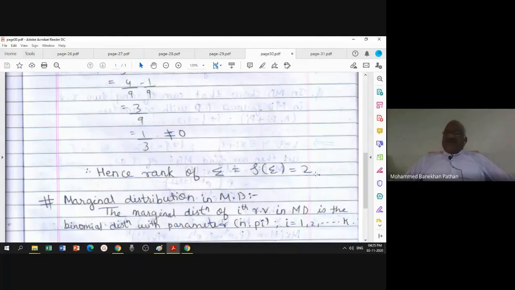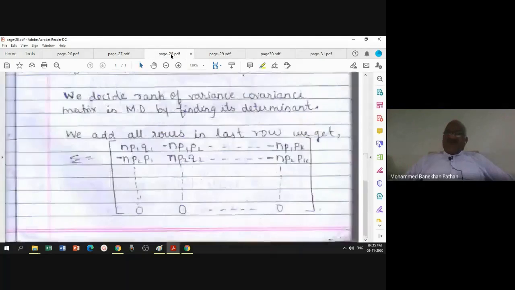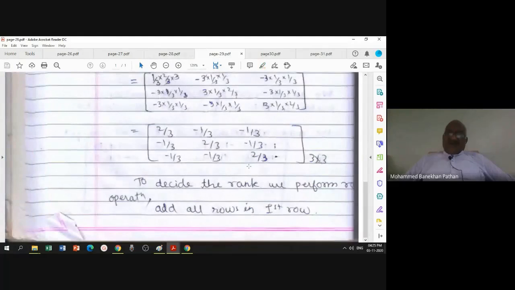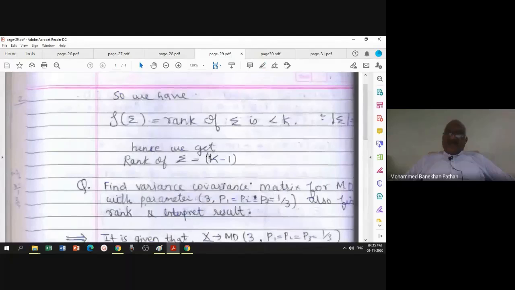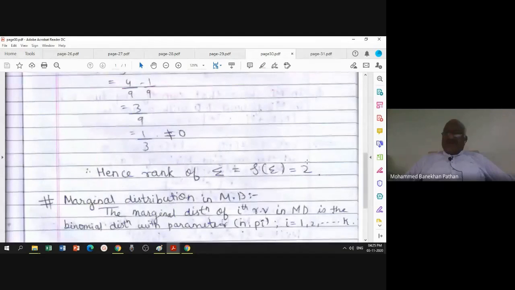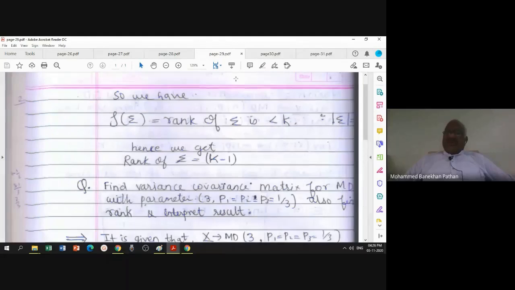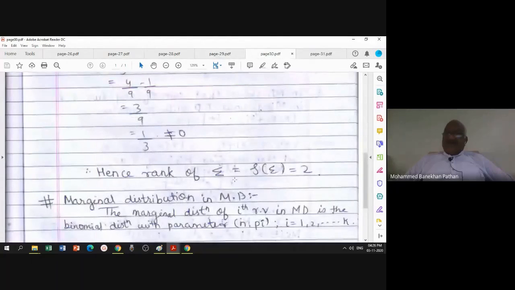So in general, if you have k variables, how much rank can you say? You can say the rank is k minus 1, because in particular for 3 variables the rank is 2. So for k variables the rank is k minus 1. That is easily proved mathematically.